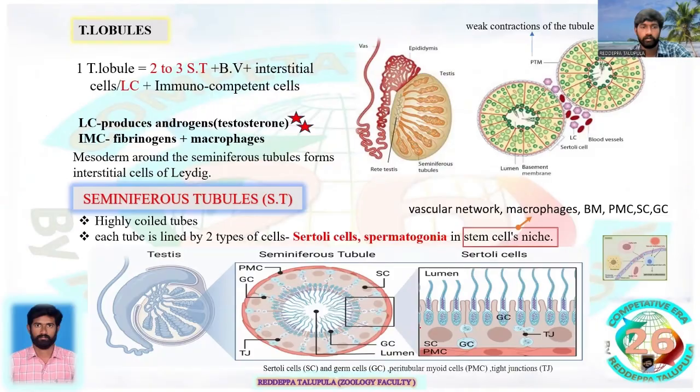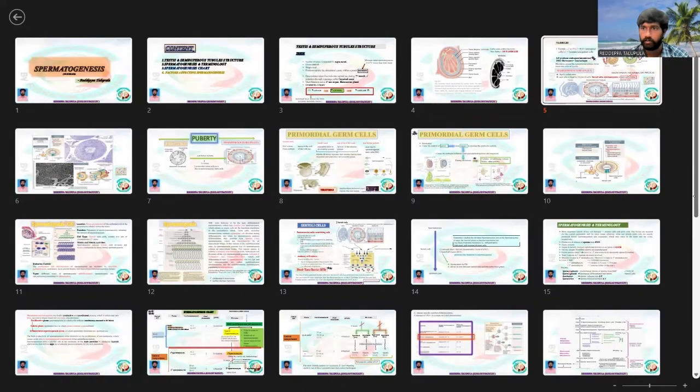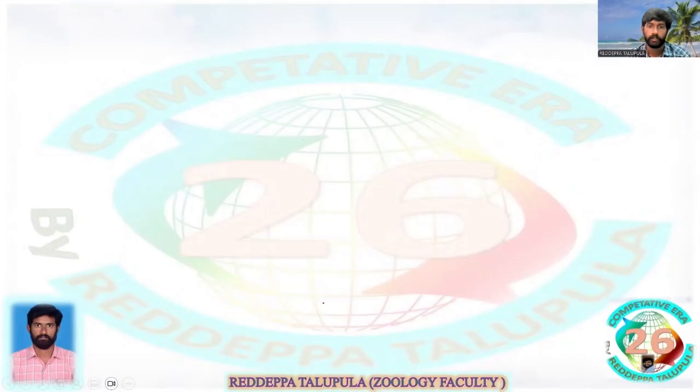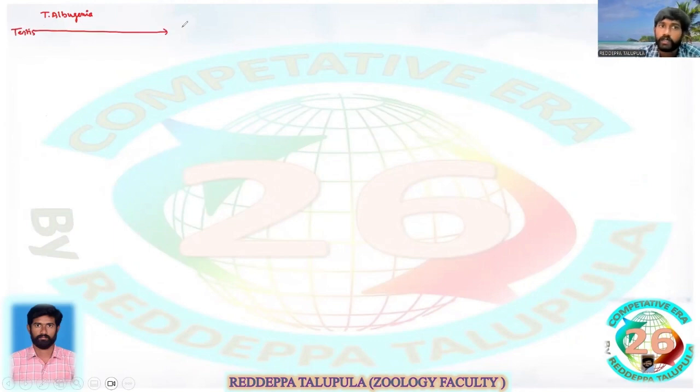Before that, one more slide. Okay. Now, tunica albuginea, which causes the division of the testis into testicular lobules. How many will there be? Around 250 testicular lobules will be there. Each testis has around 250 of these lobules.